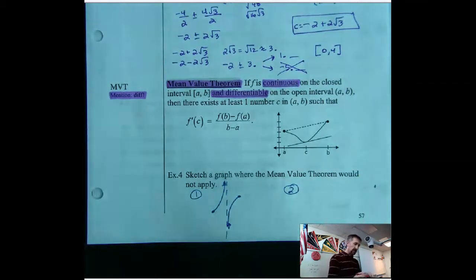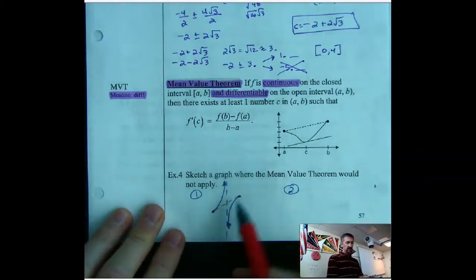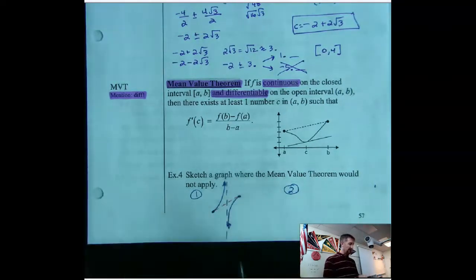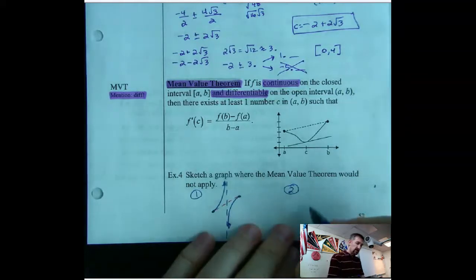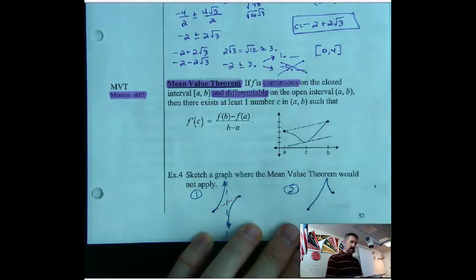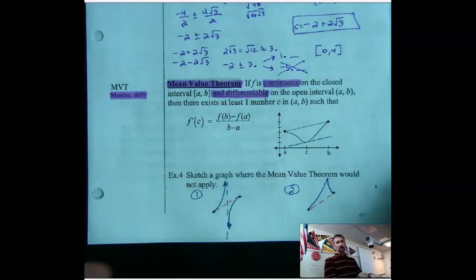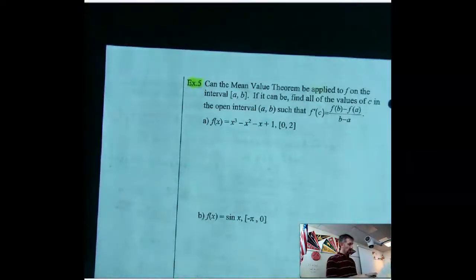Okay, there is no tangent line, there's no derivative that matches that slope because it's not continuous. Also, this goes up like that and then back like that. There's no place where that matches that slope. So there's 2 examples. All right, and 3 more to go here.